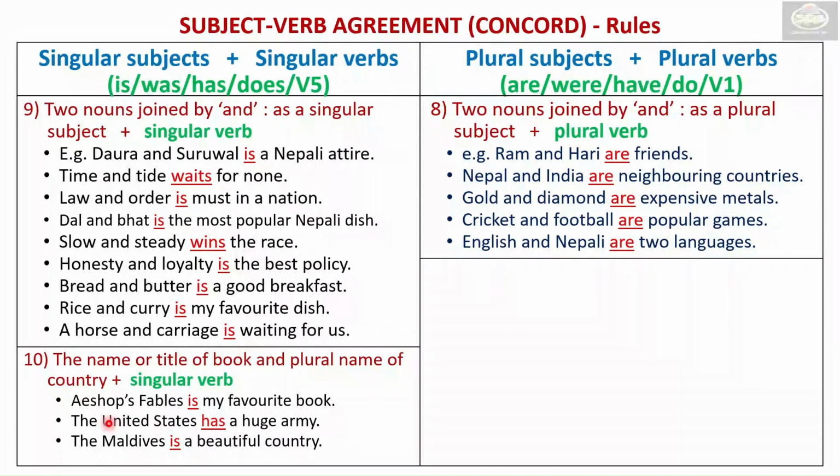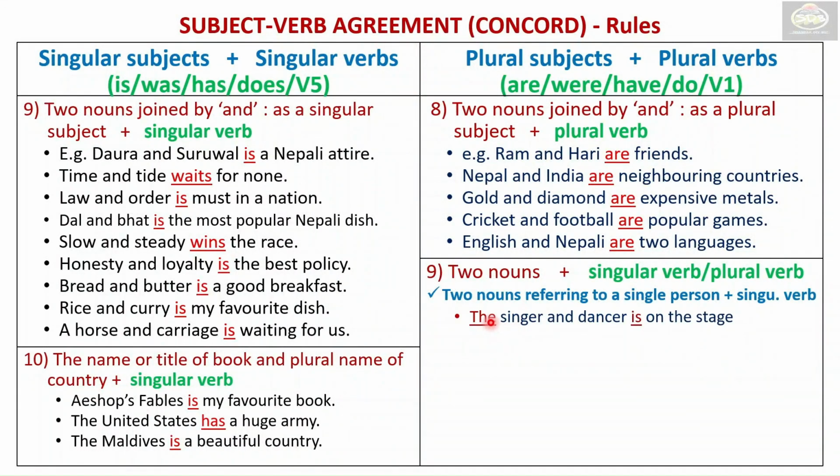Example, Aesop's Fables. This is the name of a book. It looks plural, but that doesn't matter. This is the name of a book. Aesop's Fables is my favorite book. The United States has a huge army. The Maldives is a beautiful country. In this way, we have to use a singular verb.